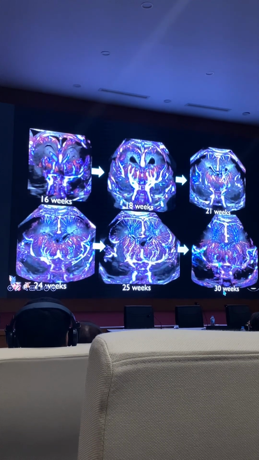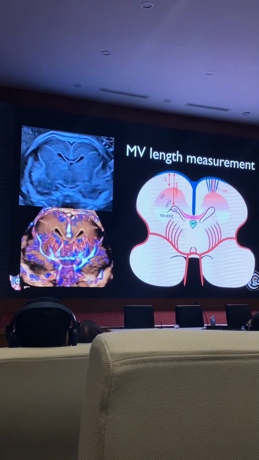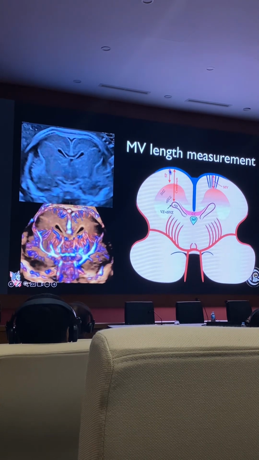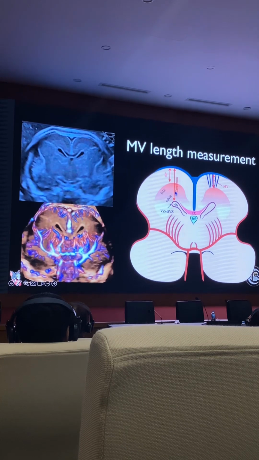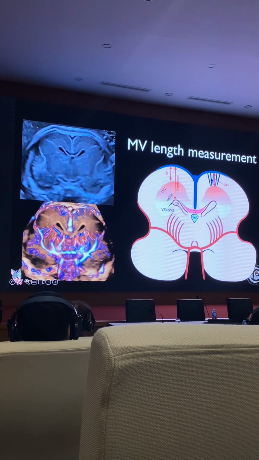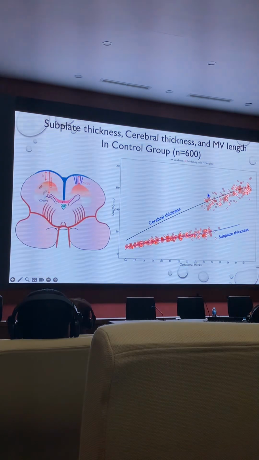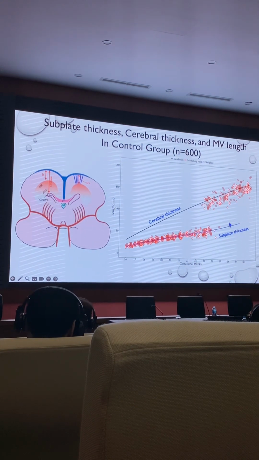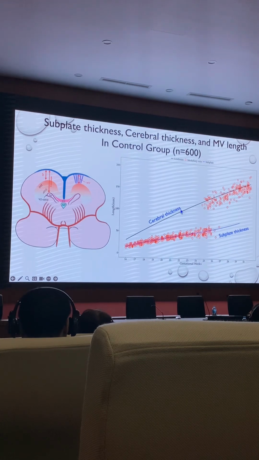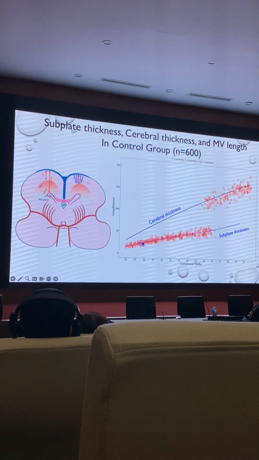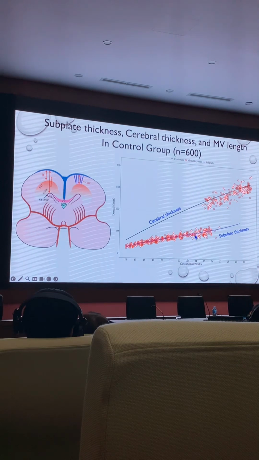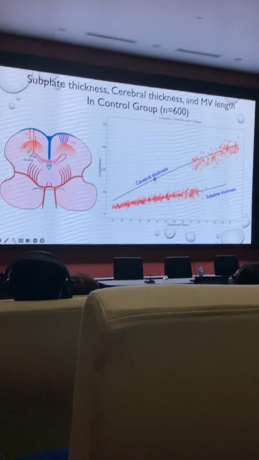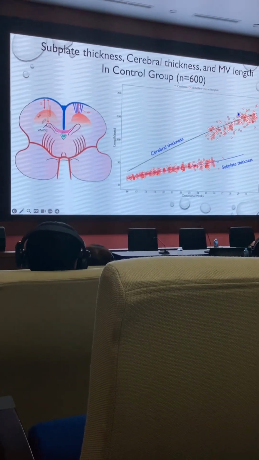Now, we need quantitative analysis, and we measure the subplate and cerebrum thickness, and also the medullary vein length. Here you can see the subplate thickness, the blue line, and this one is the cerebral thickness. The medullary vein length goes along with the subplate thickness and suddenly goes along with the cerebral thickness. What does it mean?